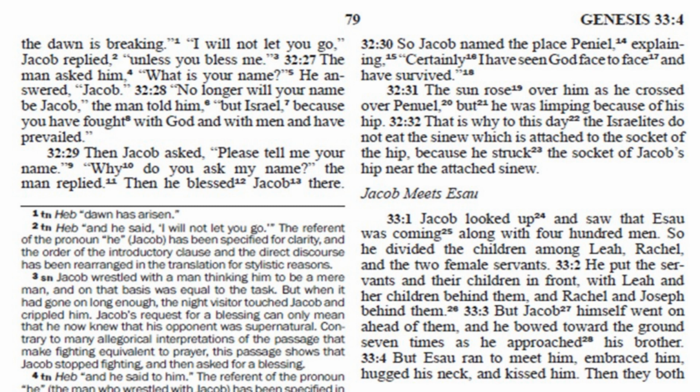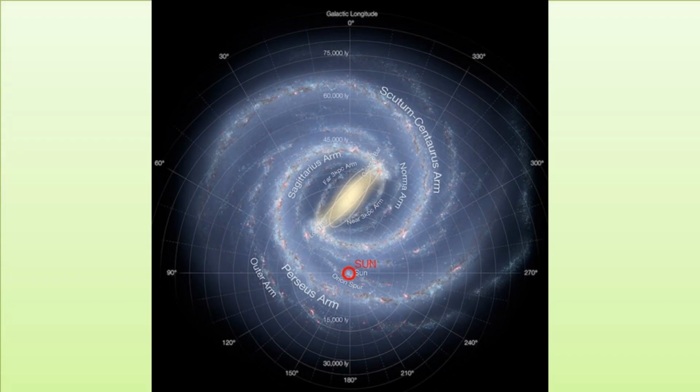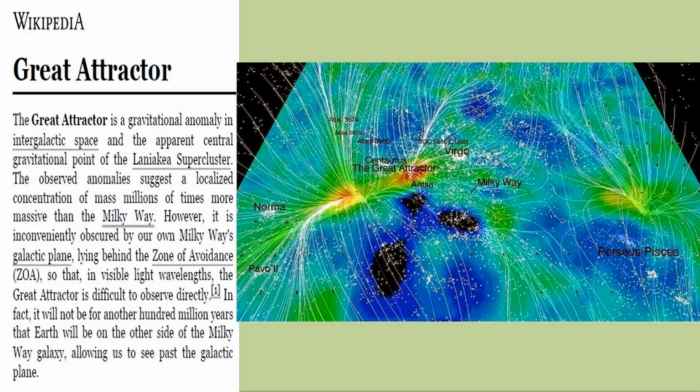Verse number 28 states that Jacob fought with God and men and has prevailed. In verse number 30, Jacob mentions, certainly I have seen God face to face. This indicates that at this time the portion of the Milky Way galaxy where the sun was positioned was facing towards the Great Attractor, where the Great Attractor is figuratively mentioned as God, as I have shown in my previous presentation, Milky Way galaxy, cause of the World War.